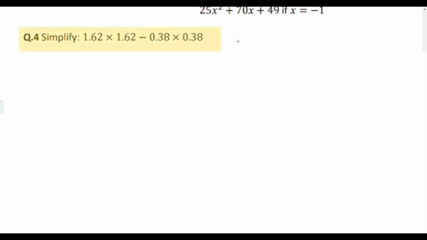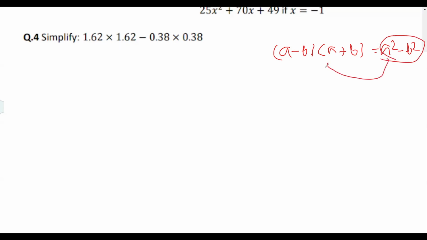Question number 4 is to simplify this. Now check here, it fits into an identity. Let me write down the identity, better known as the third identity. So a minus b into a plus b is equal to a square minus b square. And conversely, we can say a square minus b square can be written as a plus b into a minus b.